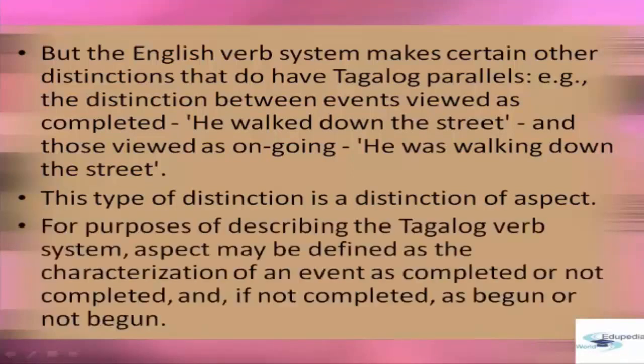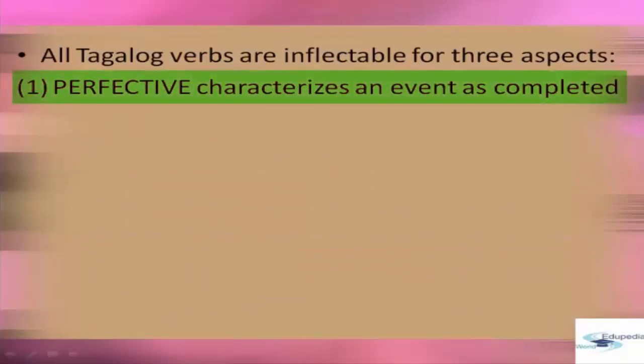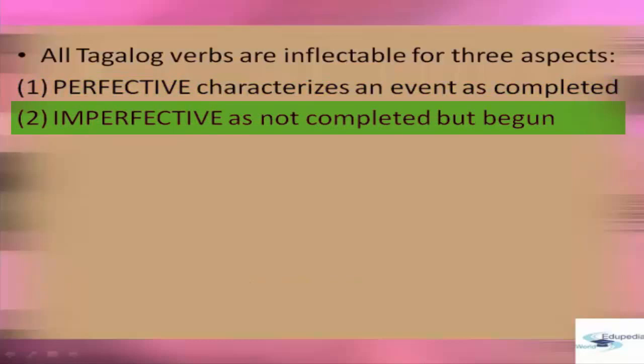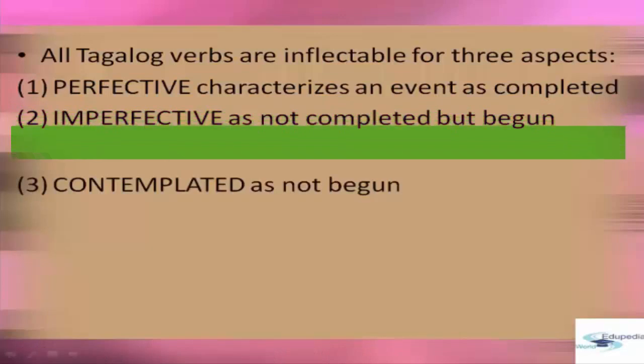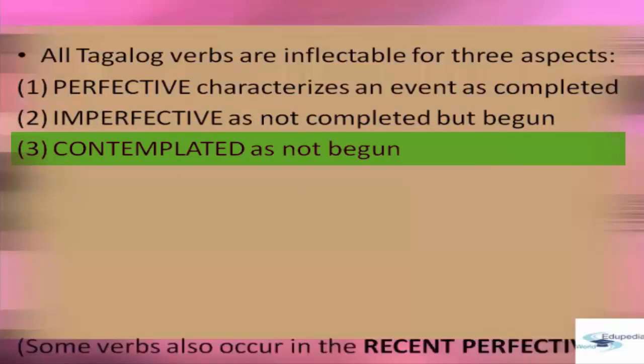For purposes of describing the Tagalog verb system, aspect may be defined as the characterization of an event as completed or not completed, and if not completed, as begun or not begun. All Tagalog verbs are inflectable for three aspects. First, we have the perfective, which characterizes an event as completed. Second, the imperfective, which is not completed but begun. Third, we have the contemplated, which is not begun.